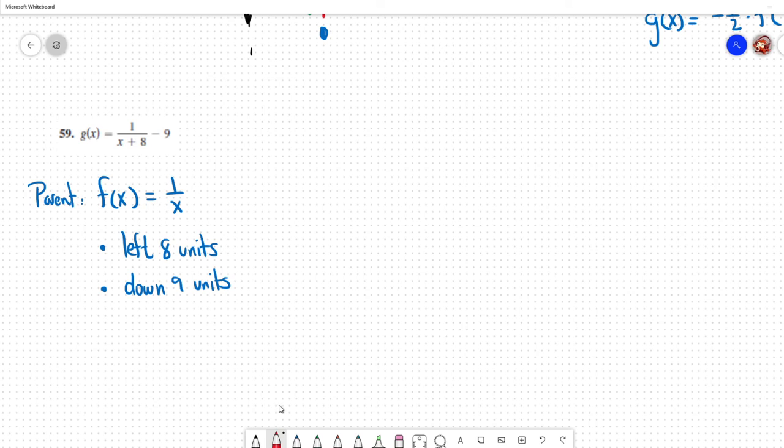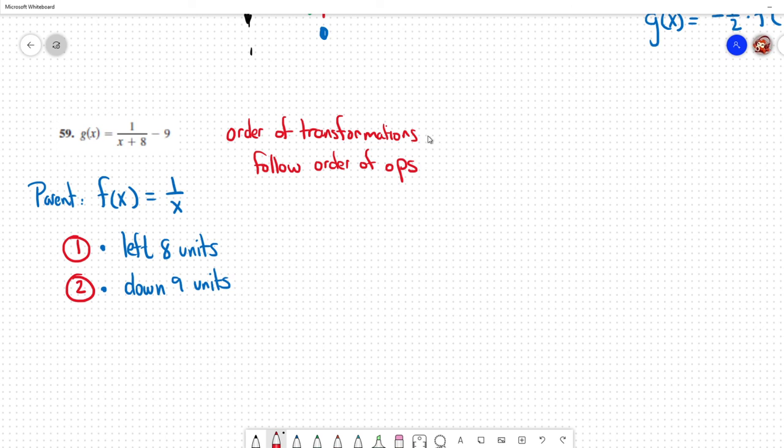Now, order of operations: what would happen first? If we plug in a number, what would happen first? That plus 8 would be my first, and the minus 9 would always follow. Figuring out the order of the transformations follows the order of operations.